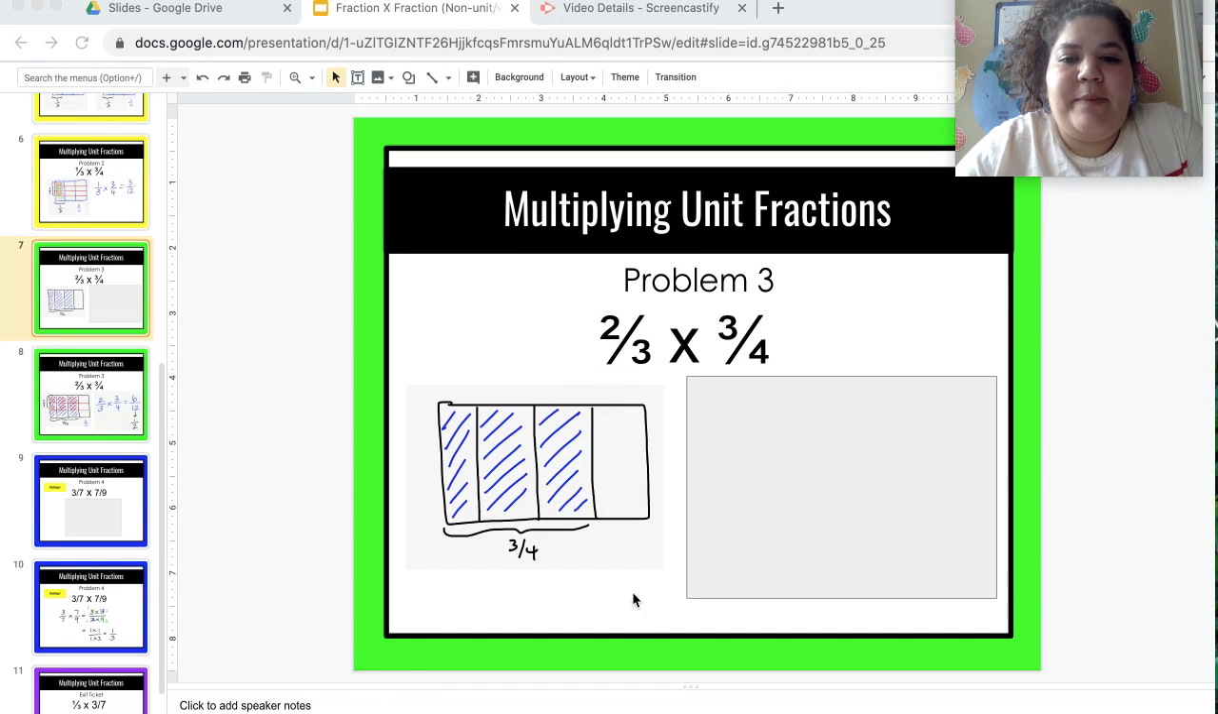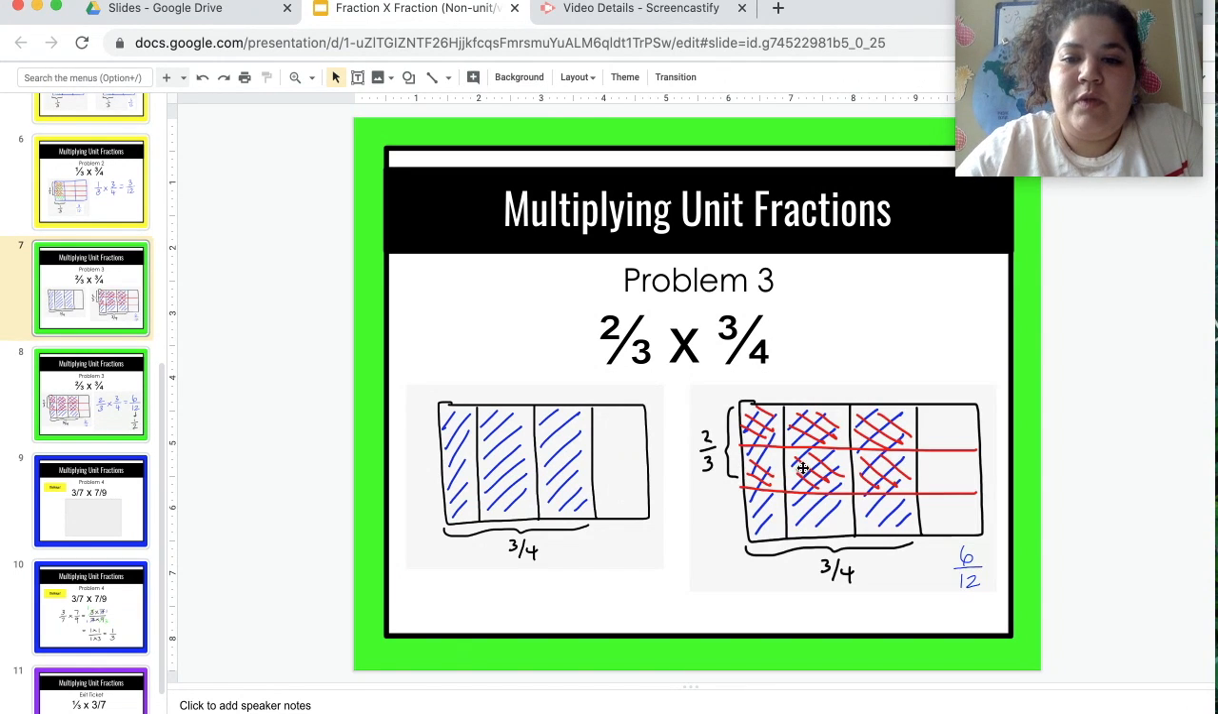All right, problem 3. 2/3 times 3/4. I went ahead and started with 3/4. So we split it up, divided into 4 parts, shaded in 3. Now I need to split it into thirds. So we have 1/3, 2/3, 3/3, but we need to shade in 2. This time we have a lot more to shade in because what you'll notice is that both of our numerators are greater than 1. So now we have a bunch to shade in here. Same thing though. Let's count how many are double shaded. 1, 2, 3, 4, 5, 6. We got 6 as our numerator. How many do we have in total?